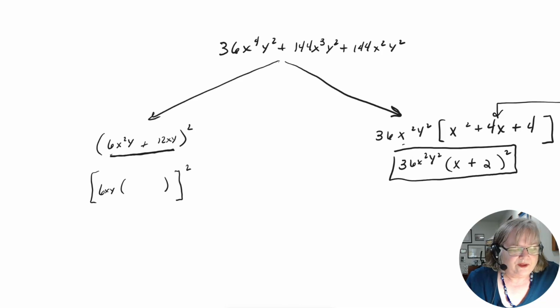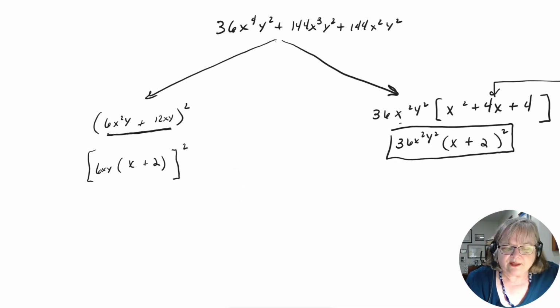So that would leave you an x here and a 2 here, right? 6x squared y divided by 6xy is x. 12xy divided by 6xy is 2. Okay, so far so good.